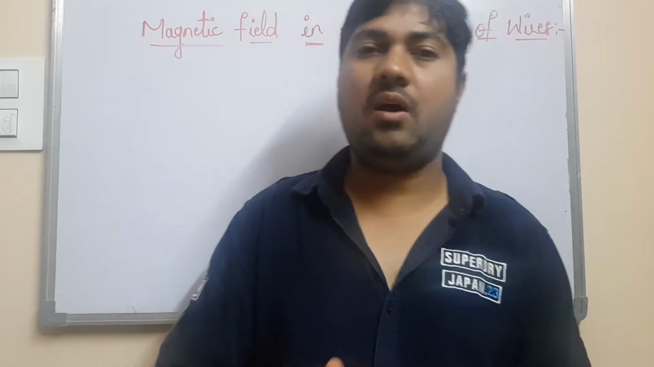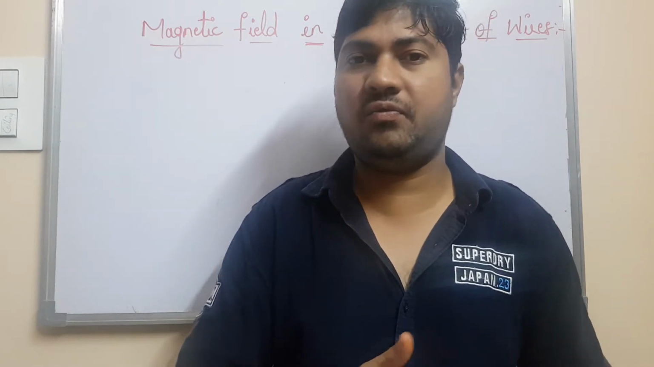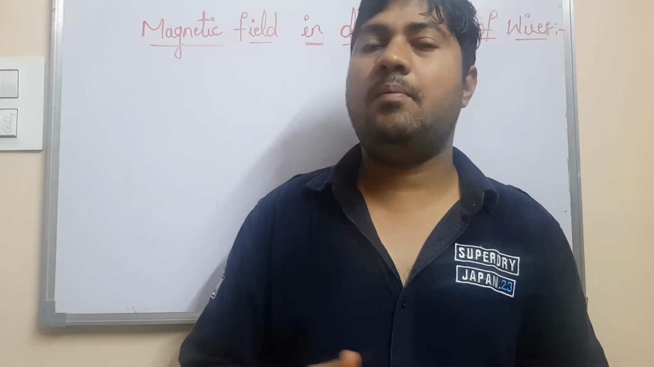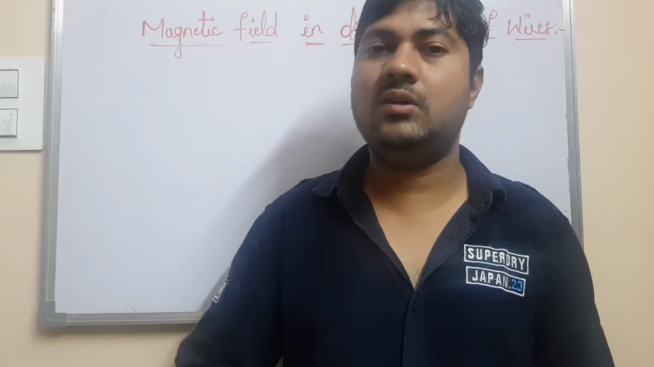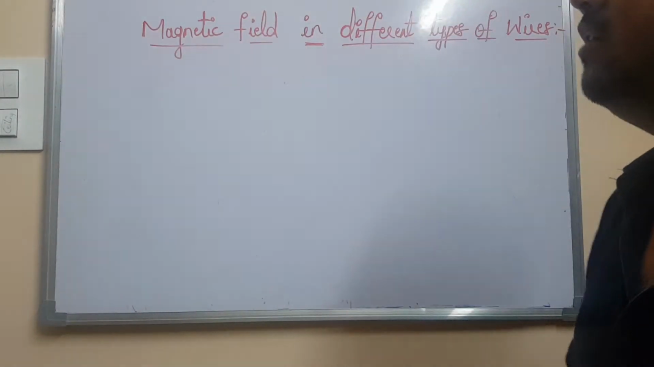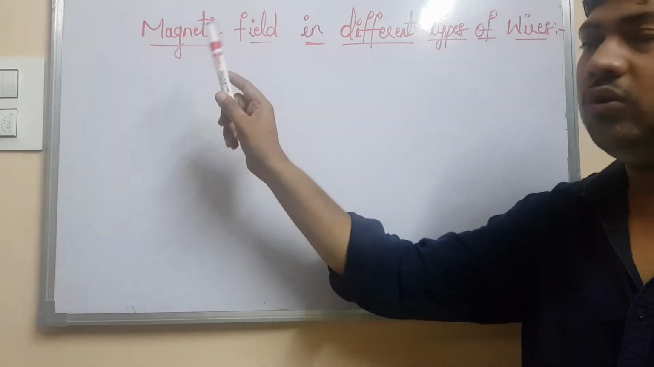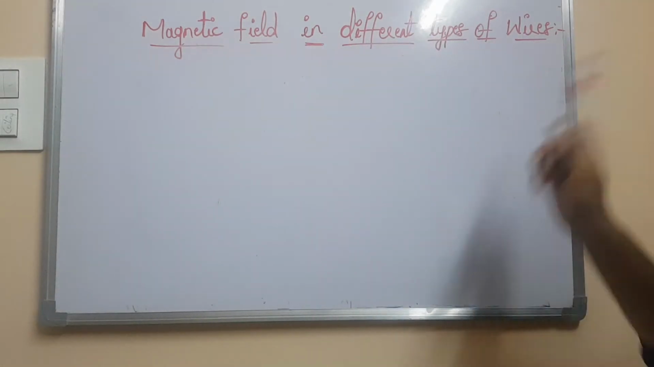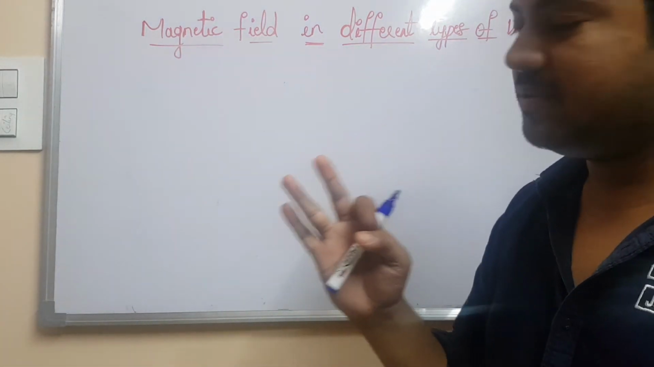In the previous class, we learned that any current carrying wire produces a magnetic field around it. Now, how that magnetic field is going to be in different types of wires, we are going to see in this session. Here we are going to consider mainly three types of wires.